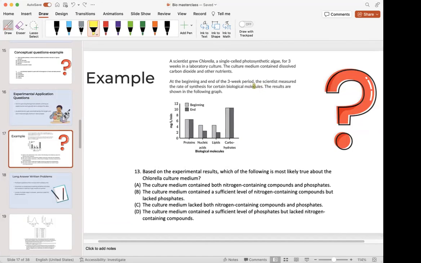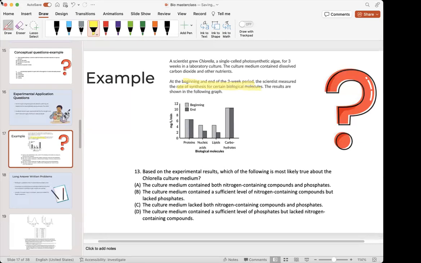Usually they're going to be really long questions. So sometimes it's just good to highlight the important parts so that you're not constantly rereading the question, especially if it's a big wall of text for an FRQ question, because that's just going to waste time and you're on a time crunch for these. So for this one, I would usually say the beginning of the 3-week period is going to be important, and then rate of synthesis, because that's what you're actually analyzing. You're analyzing how much is being made.